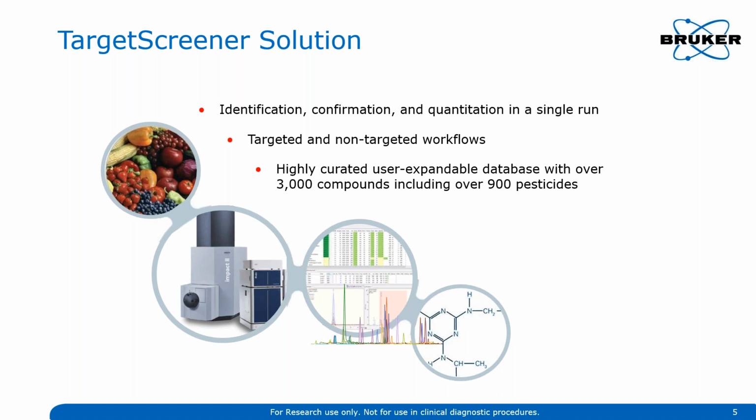And this is really where Bruker's TargetScreener solution comes in. It is an LC QTOF system that handles identification, confirmation, and quantitation in a single run. It comes with a database that includes over 3,000 analytes, more than 900 of which are pesticides. And furthermore, it supports both targeted and non-targeted workflows. It means that it's much more future-proof than typical triple-quad instruments. By using standardized methods, standard column and instrument configuration, and a highly curated database, it provides a reliable screening solution with minimal false positive and false negative rates.